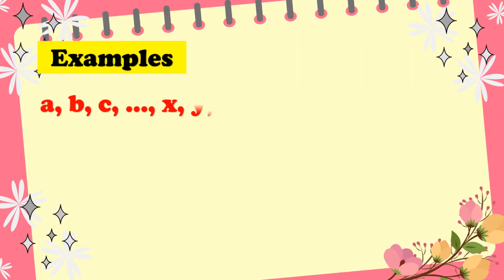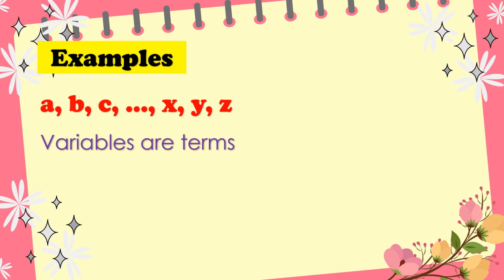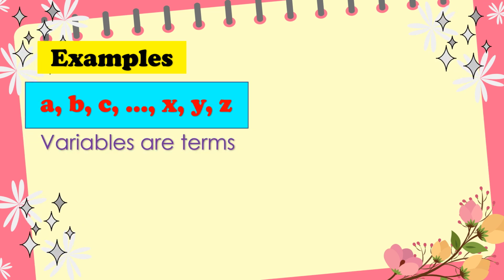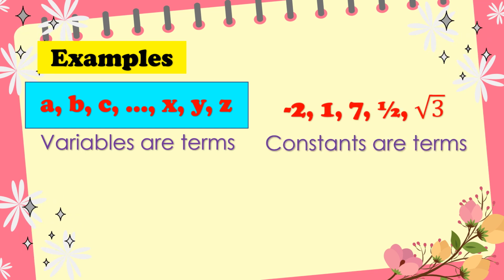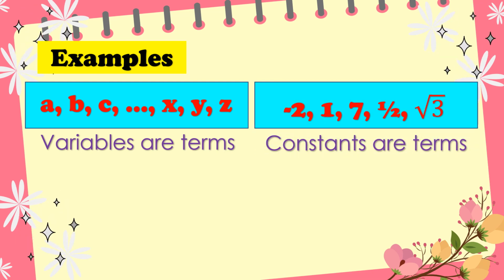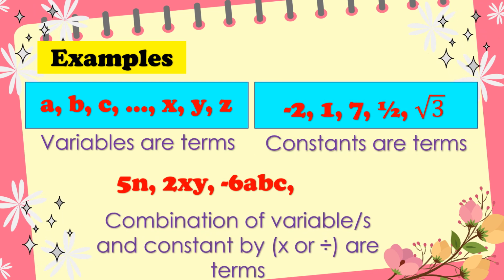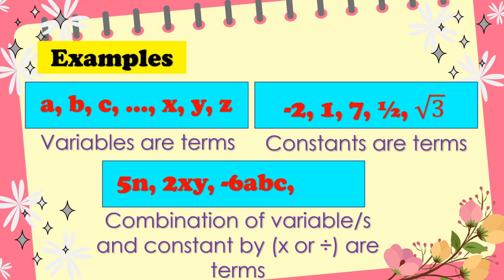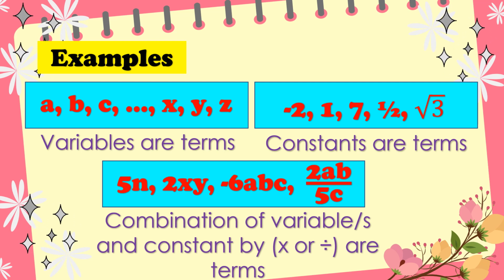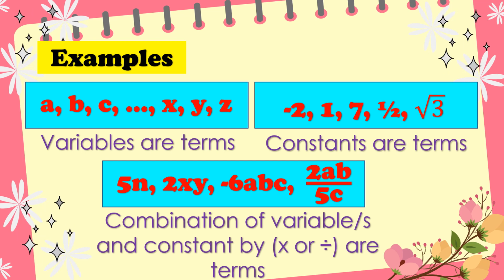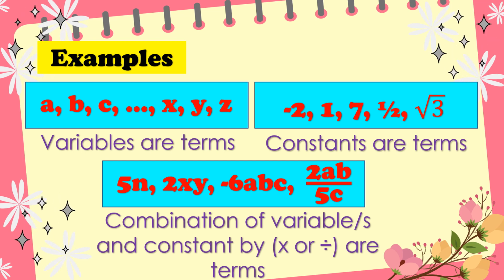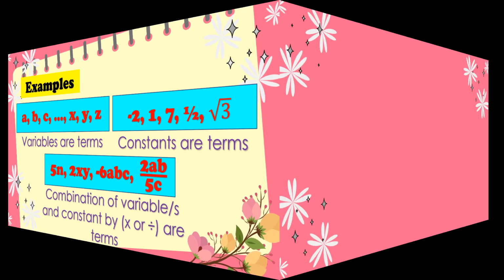Here are some examples. Variables are considered as terms. They can stand alone, so they are considered as terms. And also, numbers, which are called constants, are also considered as a term. And lastly, when we combine variable and constant by multiplication or division, they are also terms. Let us examine these examples.